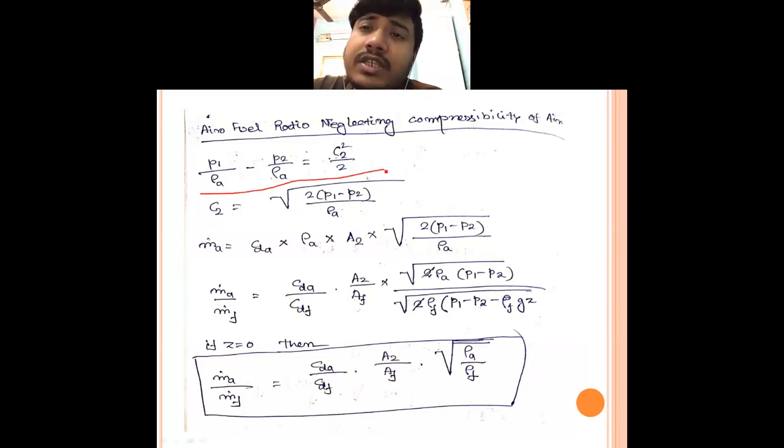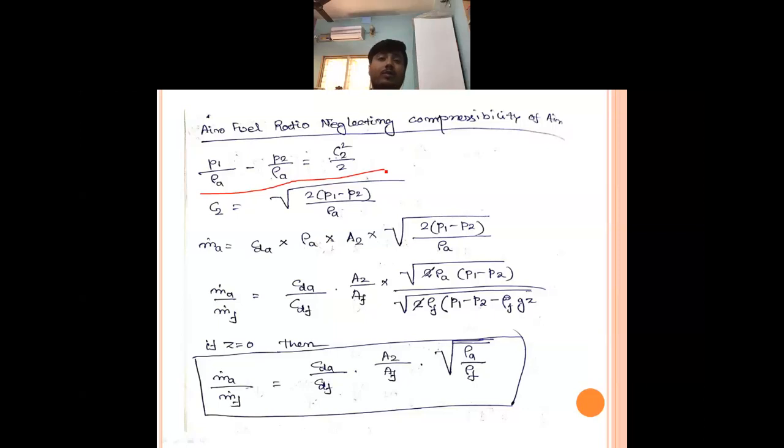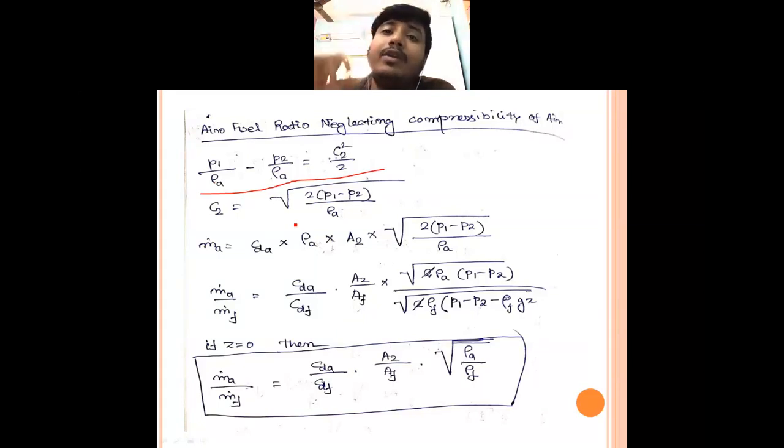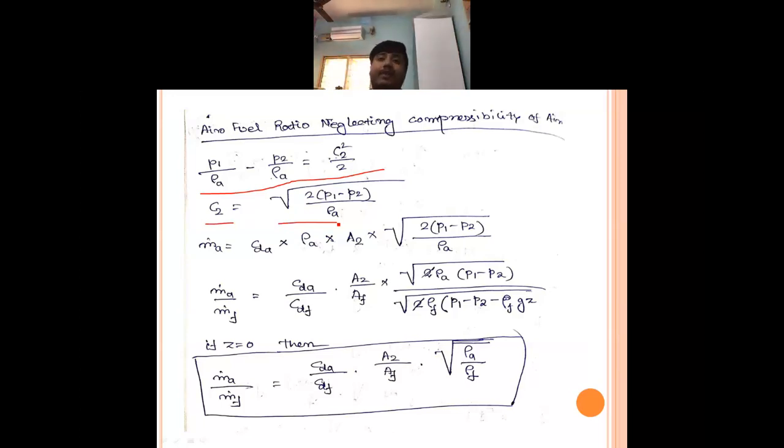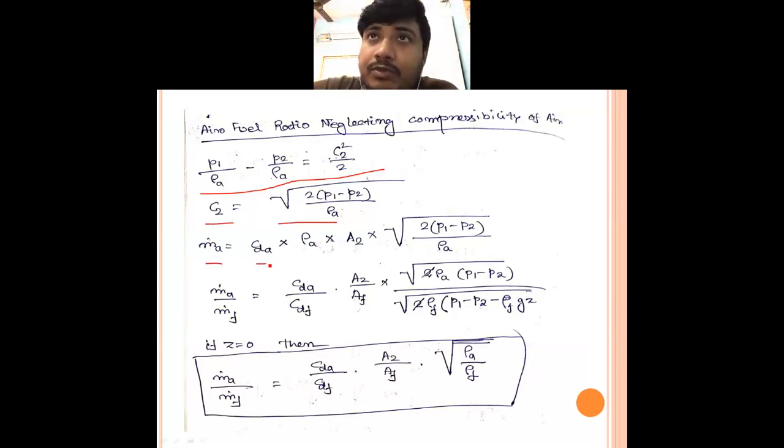So if we put the Bernoulli's equation and we neglect the lower order values, that is the inlet air velocity, that is almost zero, I have told earlier. If we neglect all these things and use the Bernoulli's equation, we'll get the formula like this: C2 is equal to the square root of 2 into P1 minus P2 by rho A. So MA will be coefficient of discharge multiplied by rho A into A2 into C2. So it will come like this. So what will be MA by MF, that is the air fuel ratio? It is CDA by CDF into A2 by AF.